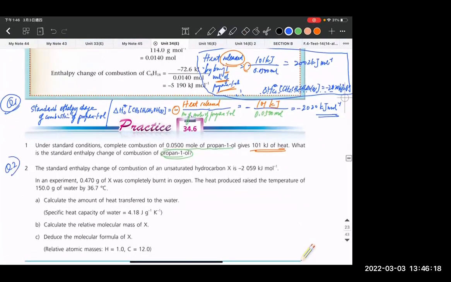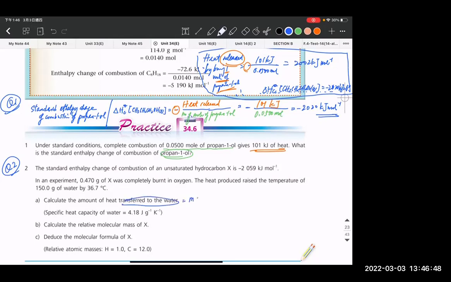Question 2. The standard enthalpy change of combustion of an unsaturated hydrocarbon X is minus 2059 kilojoule per mole. In an experiment, 0.470 g of X is completely burned in oxygen. The heat produced raises the temperature of 150.0 gram of water by 36.7 degrees. First of all, part A: calculate the amount of heat transferred to water.